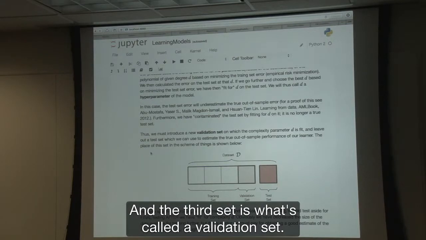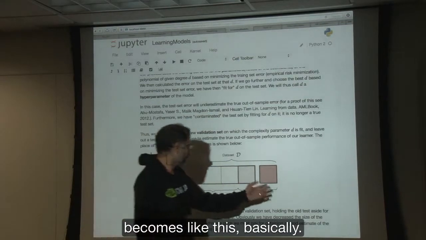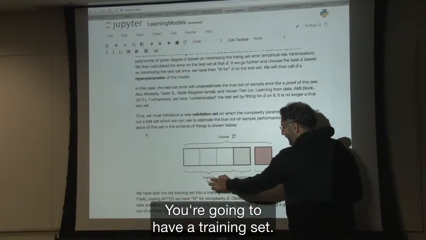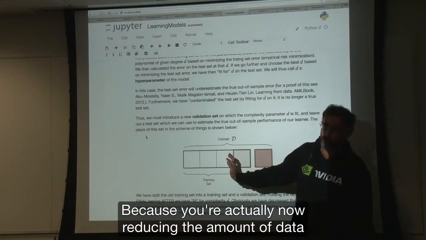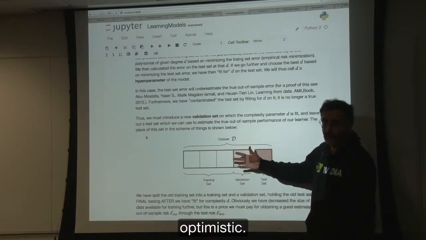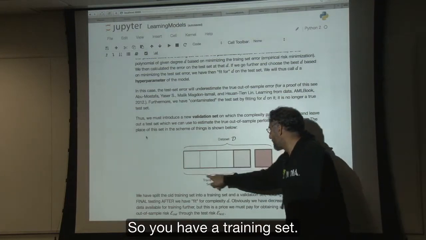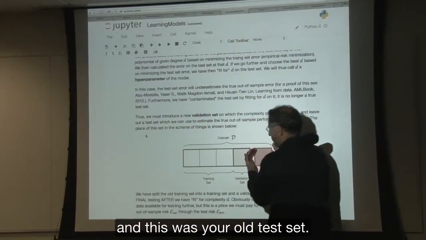So the structure of the problem then becomes like this. You're going to have a training set. Now, this is kind of bad, right? Because you're now reducing the amount of data you have to train. But you have to do this. Otherwise, your answers are going to be a little bit too optimistic. So you have a training set. In fact, you can think about this as your old training set that we used, and this was your old test set.